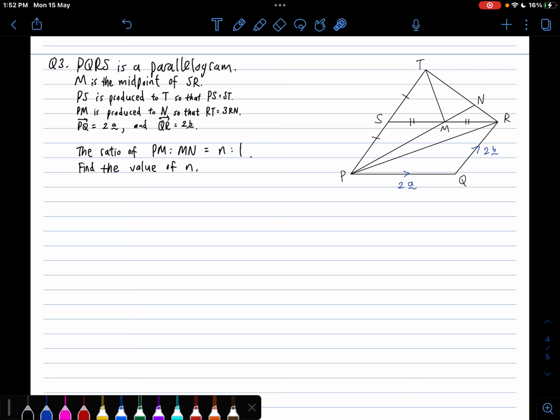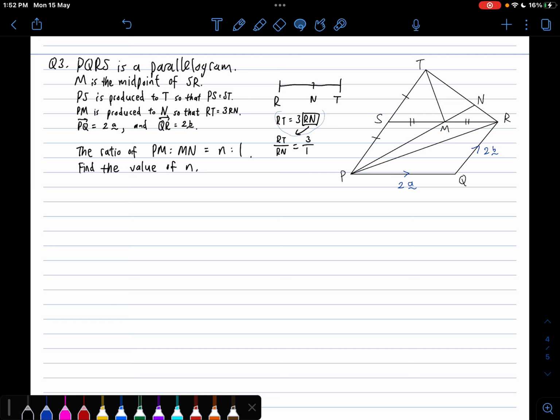So what does that mean? So let's just draw a quick diagram. RT equals 3RN. So if you look at the diagram, maybe I'll label it like this, R, N, and T, they tell us that RT equals 3RN. So let's just write it down. RT equals 3RN. So we can bring that RN over to the other side to make it look like a fraction. So RT over RN equals 3, which is the same as 3 over 1.